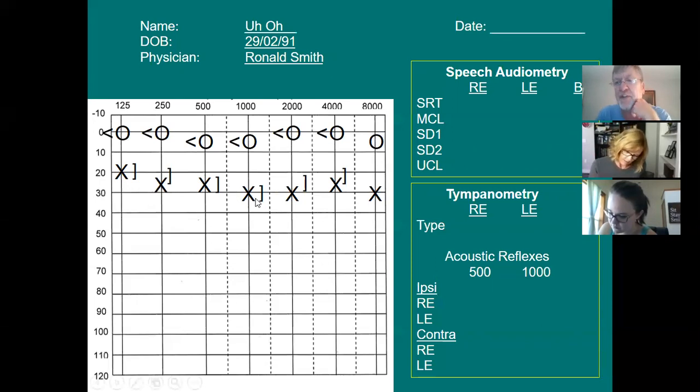Absent, or they would be present but at elevated loudness levels. That's one way you could put it. Either absent or present but at elevated presentation levels. And elevated means 110, 115. I think acoustic reflexes only go up to about 115. That's usually about the highest level that they go. They start at about 80, 85 and go up to about 115. So if you've got acoustic reflexes kicking in at 115, that's an elevated level.